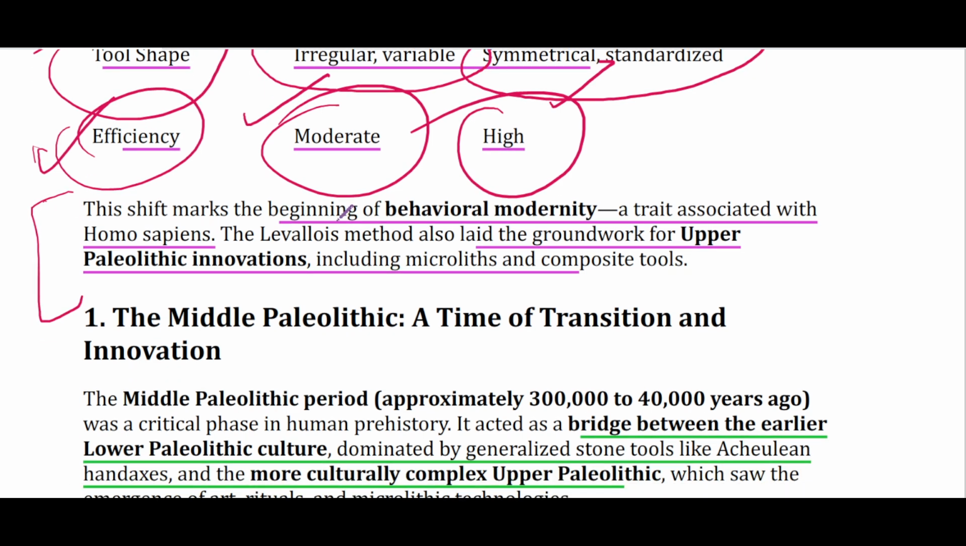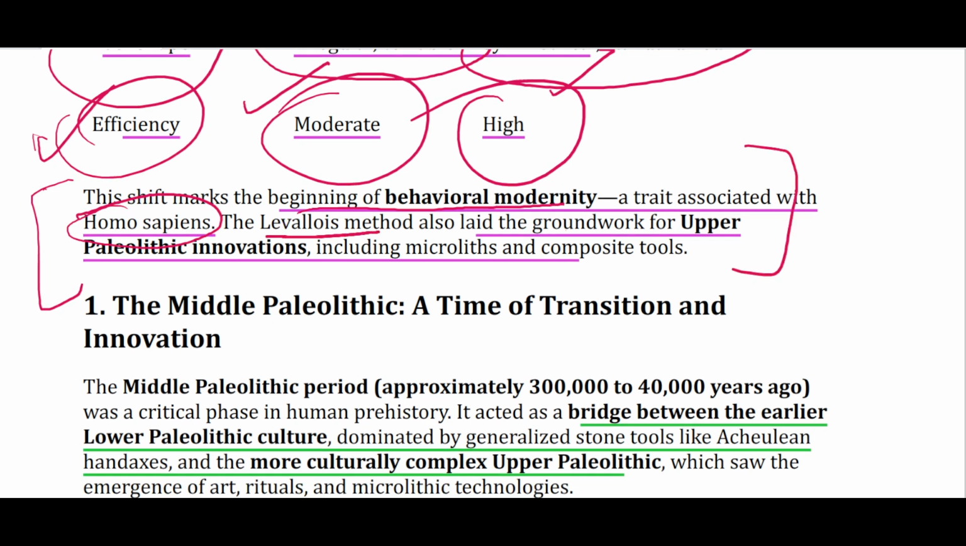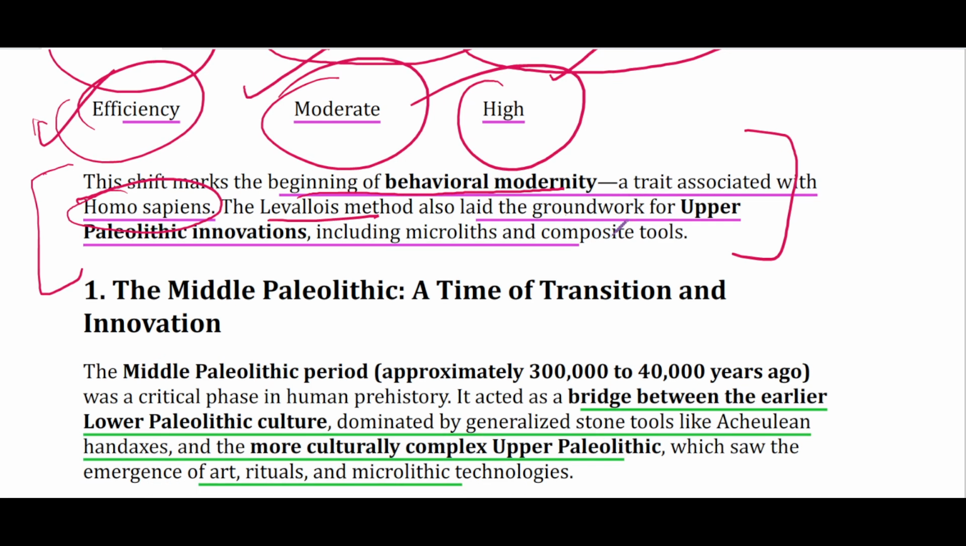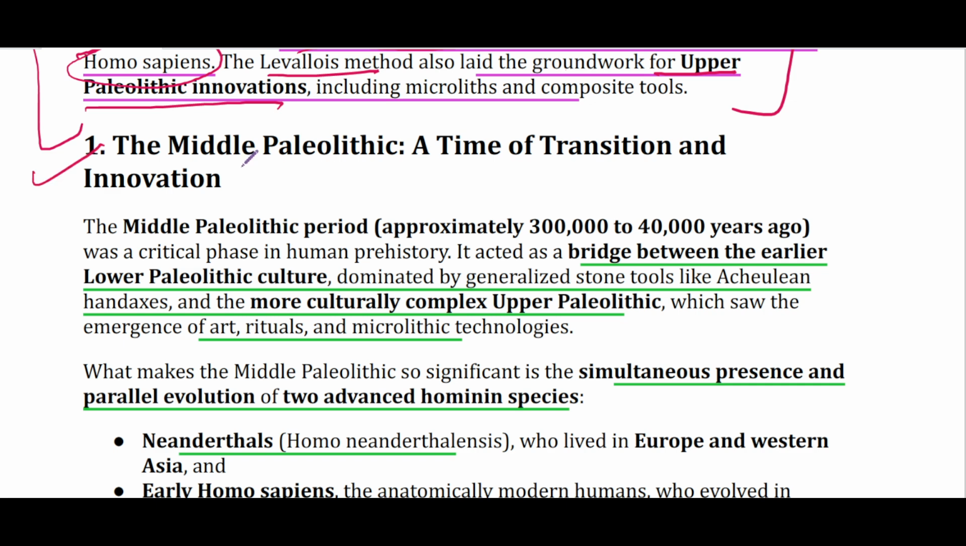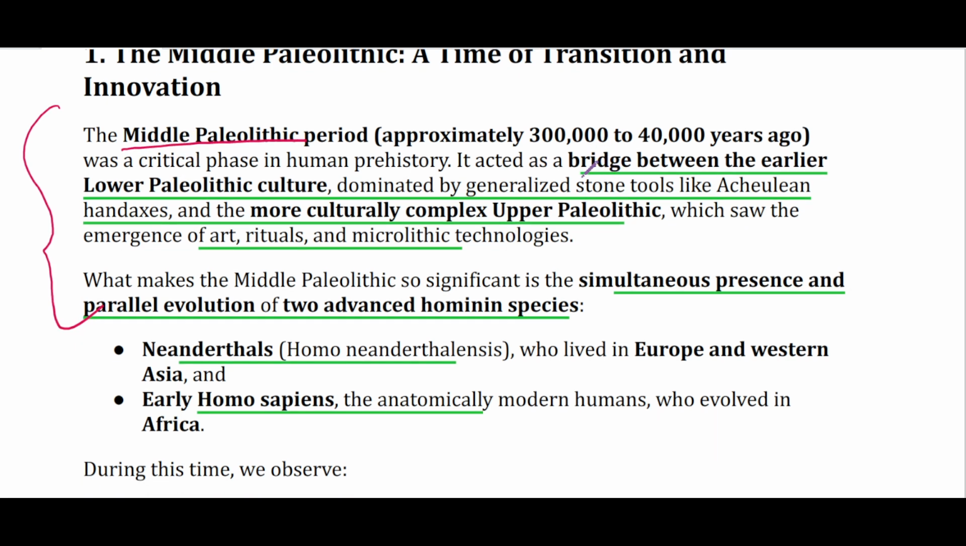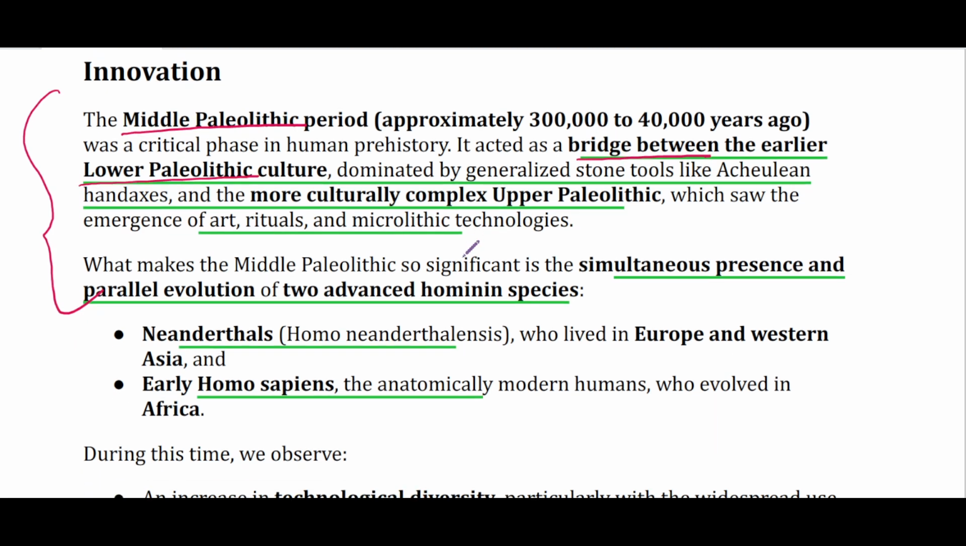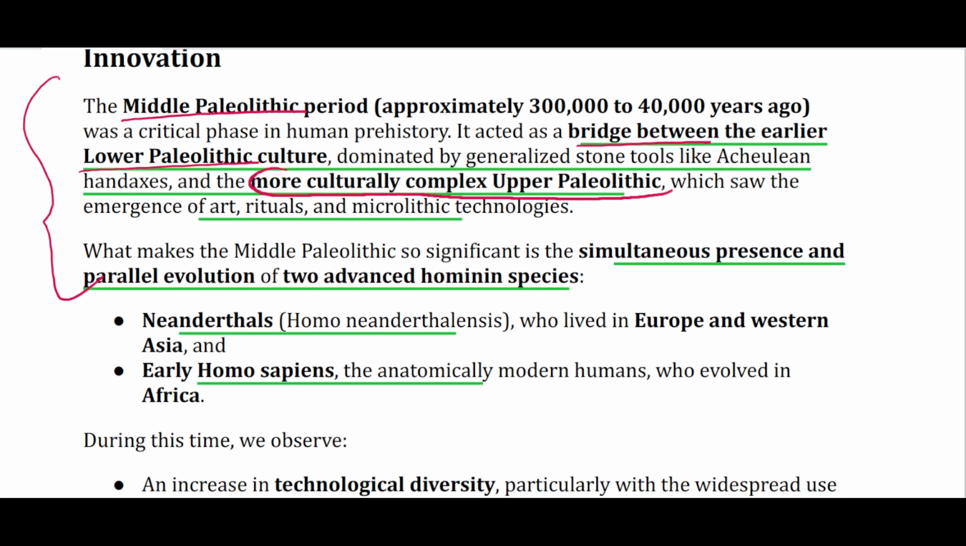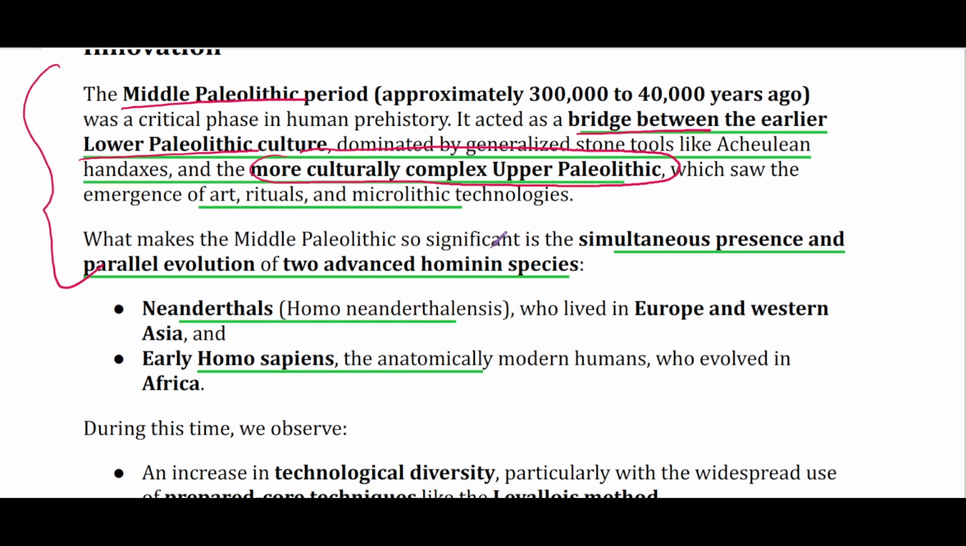Then this shift from older ones and Acheulean tools to Levallois also marks the beginning of behavioral modernity, which is a trait associated with Homo sapiens. And the Levallois method, the Mousterian culture also laid the groundwork for Upper Paleolithic innovations. Now, the Middle Paleolithic, a time of transition and innovation. So again, the Middle Paleolithic bridged the gap between Lower Paleolithic and the more culturally advanced Upper Paleolithic.